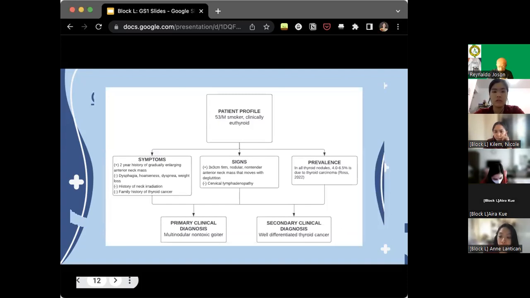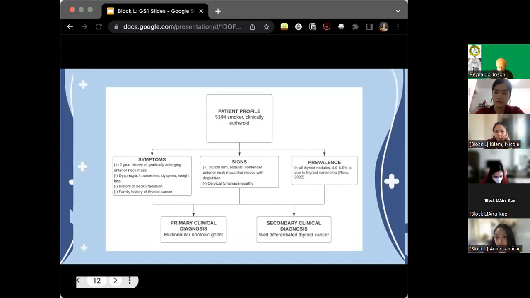So the diagram in the slide shows a summary of the clinical presentation of the patient, with the patient profile as well as associated signs and symptoms. This slide shows, sir, our approach in coming up with our primary and secondary clinical diagnosis for our patient, based on pattern recognition as well as any prevalence data that we can find. Our primary diagnosis for this case is multinodular non-toxic goiter, and our secondary clinical diagnosis is well-differentiated thyroid cancer.